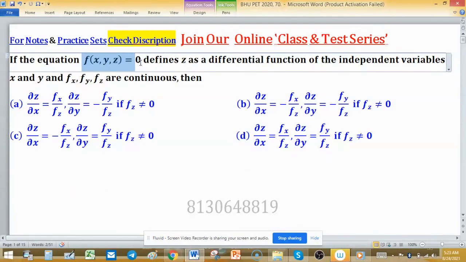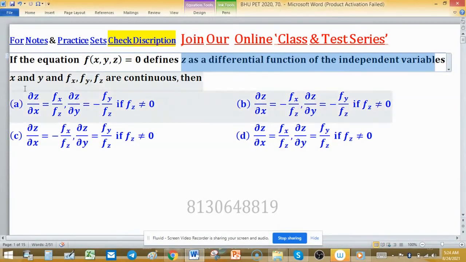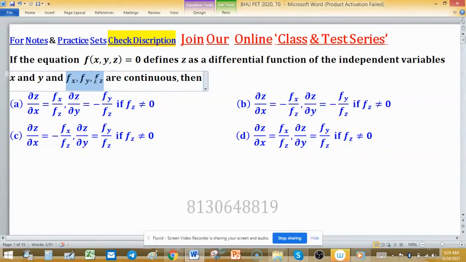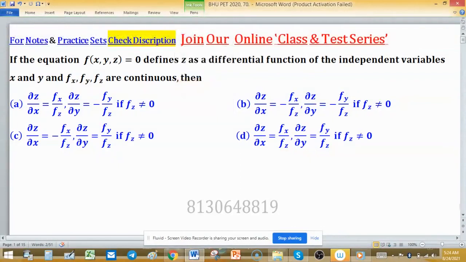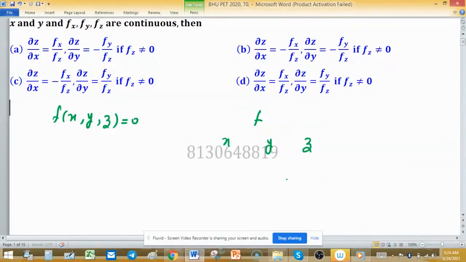F of x, y, z equal to 0 defines z as a differentiable function of the independent variables x and y, and fx, fy, fz are continuous, then we have to choose correct options. This question is related to multivariable calculus, and its specific topic is partial derivative. As given, f is a function of x, y, z equal to 0. So I can write f is a function of x, y, z, and also it is given z is the function of x, y.